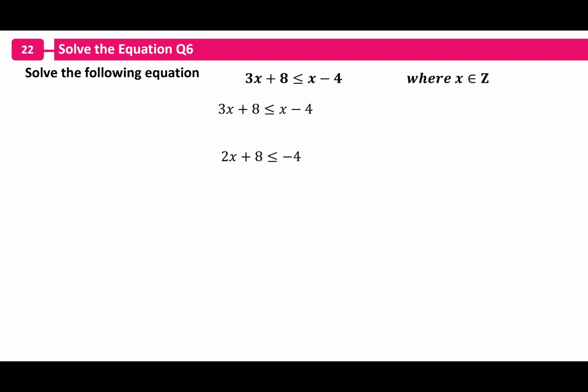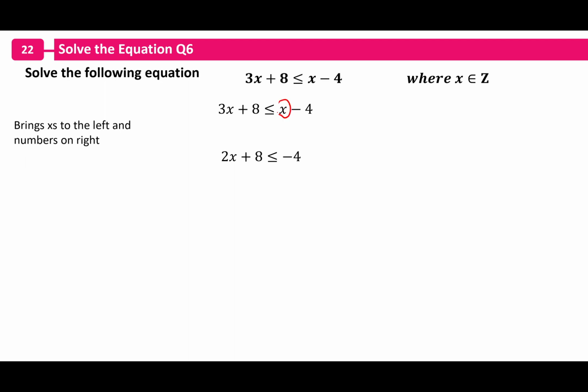Let's look at another one. 3x plus 8 is less than or equal to x minus 4, where x is an integer. An integer means that x will be a whole number, but it can be positive or negative. Okay, to solve this inequality, we want to bring the x's to the left and the numbers to the right. Let's move our x's first.